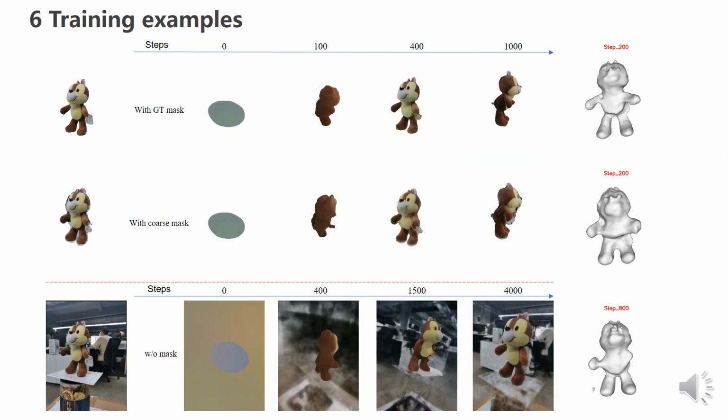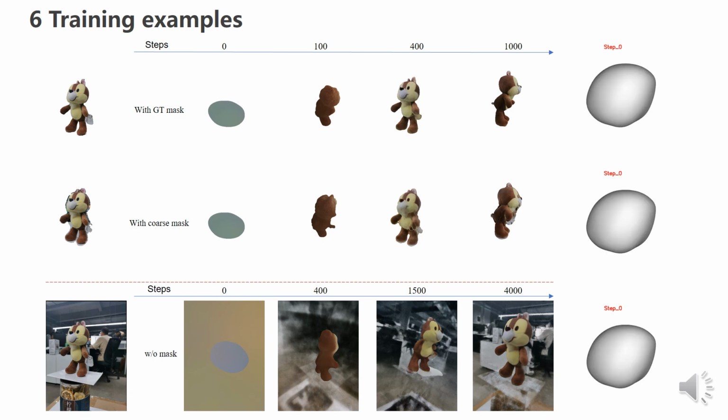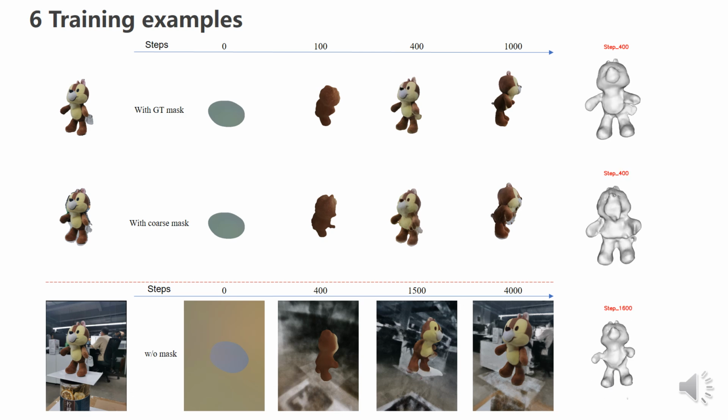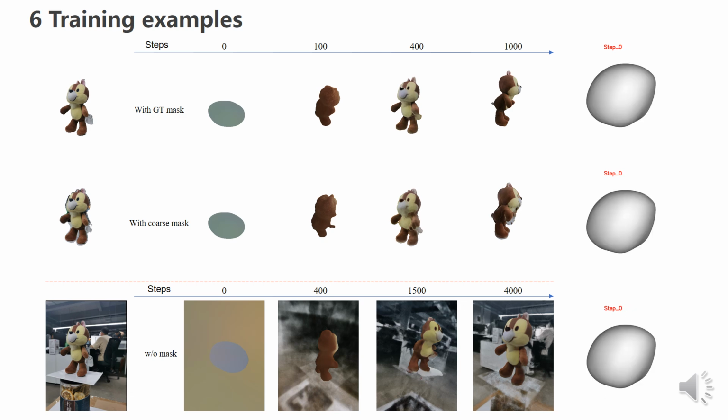Here we show the training process. The first row shows the convergence with ground truth mask supervision. The second row shows the convergence with coarse mask supervision. The third row shows the convergence when introducing a background model without mask supervision. It can be observed that our method converges quickly even without mask supervision.